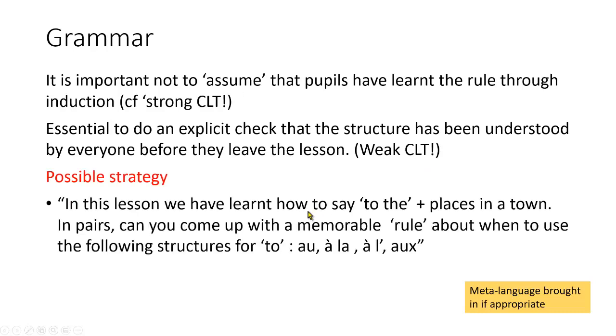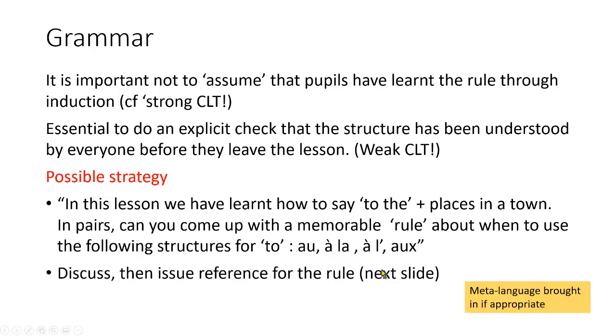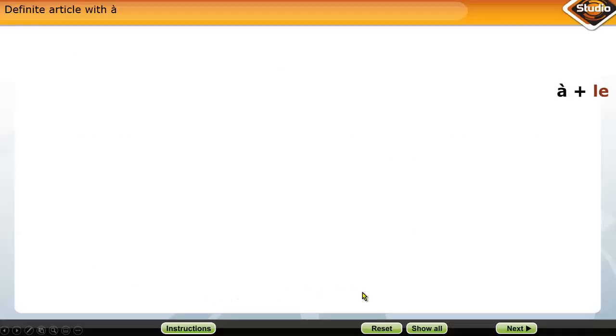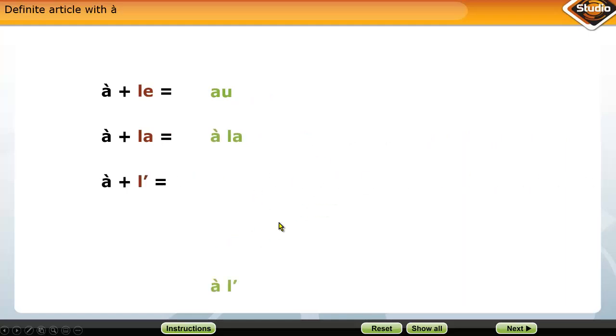So what could your strategy be? Well, you could say, in this lesson we've learned how to say to the, plus the places in the town. In pairs, can you come up with a memorable rule in your language, your words, about when to use the following structures for to? When do you use it for ou, à la, and so on? Discuss it, and then you could issue a reference for the rule. So here's an example. This comes from the Coursebook Studio, where you're making it visually perhaps a little bit more memorable.